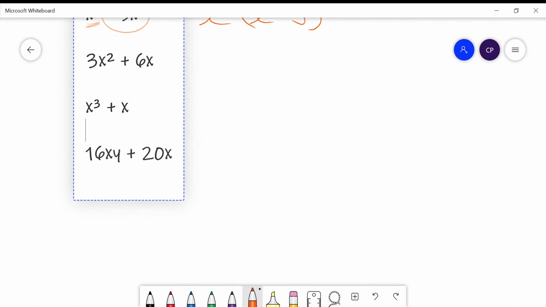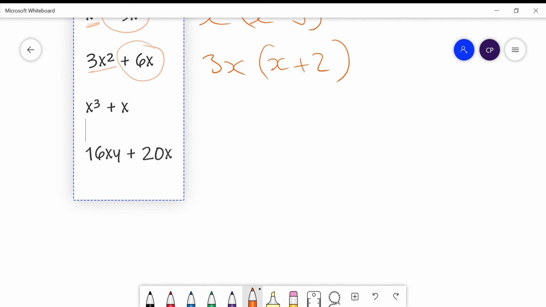For this one, we've got 3x squared plus 6x. So x is in both, but there's actually also a number factor that we can take out too, which is 3. So we can take 2 things outside. We can take a 3 and an x outside the bracket. 3x times what would get me 3x squared? Well, I just need to times it by x. 3x times what would get me plus 6x? Well, it's just plus 2, because 2 lots of 3x would get me 6x.